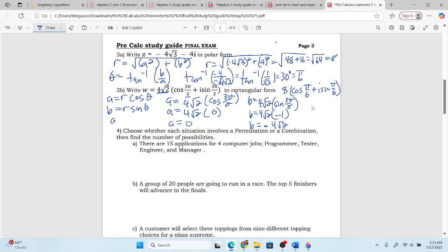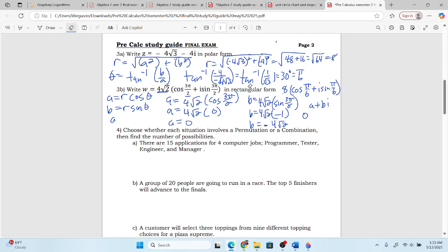And so then to finish up, I got a plus b times i. a is 0, so I'm going to add 0 plus, well, let's say 0 minus, excuse me, -4 square root of 2. And then I got to put an i in there, so let's put it in right here. So that's going to be -4i times the square root of 2. So that's my answer, -4i times the square root of 2.